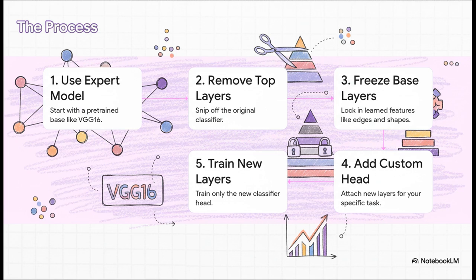Step 3, you freeze pretty much the entire model. This locks in all that foundational knowledge about edges and textures and shapes. Then you bolt on a new small custom part that's built just for your task. And here's the magic. You only have to train that tiny new piece.